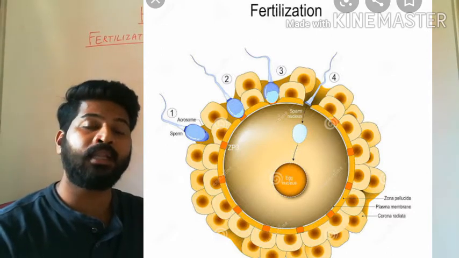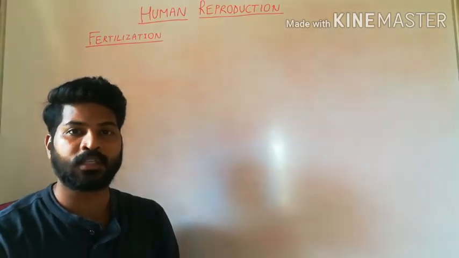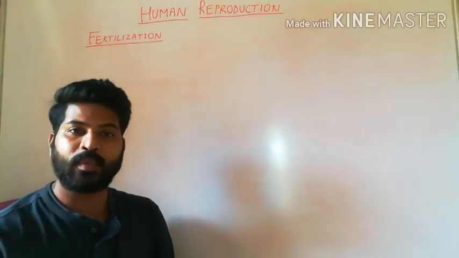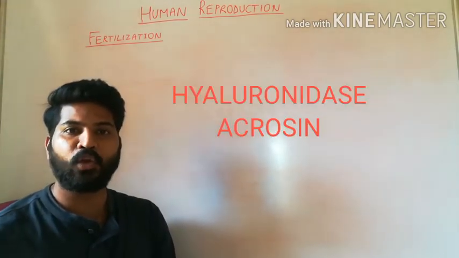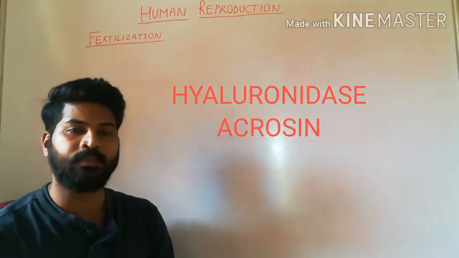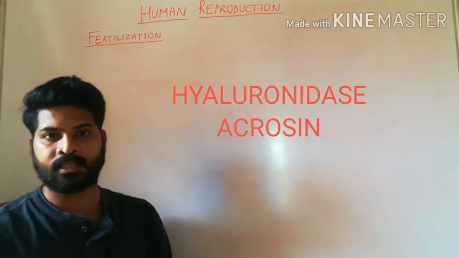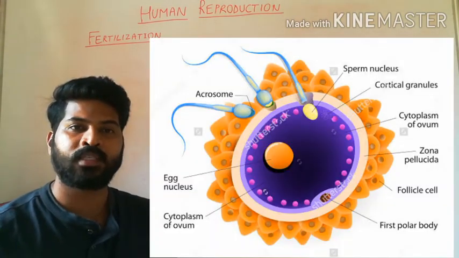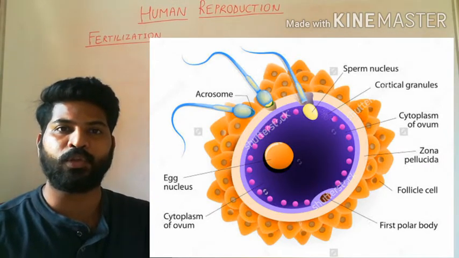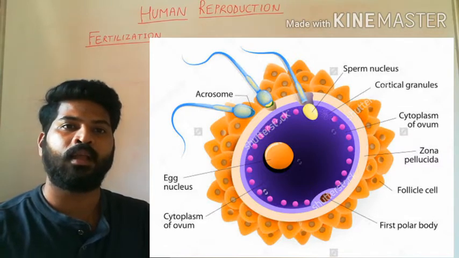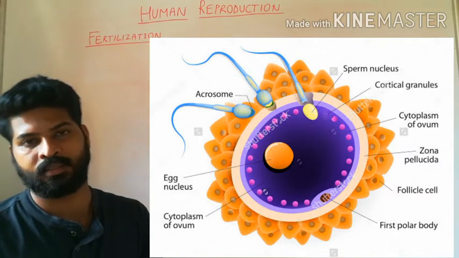At the anterior portion of the sperm head, we have a vesicular structure called the acrosome. This acrosome is filled with several enzymes, important ones being hyaluronidases and acrosin. As the sperm swims towards the ovum, as you can see in the diagram, first the acrosome will release the enzyme hyaluronidases, which will help in penetrating the outermost corona radiata layer.